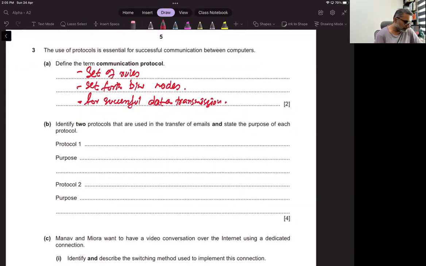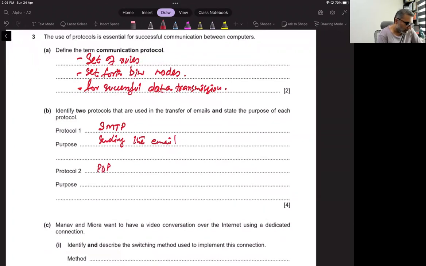Now, protocol number 1 will be SMTP, Simple Mail Transfer Protocol. Purpose: sending the email. POP, post office protocol. Purpose: receiving the email.